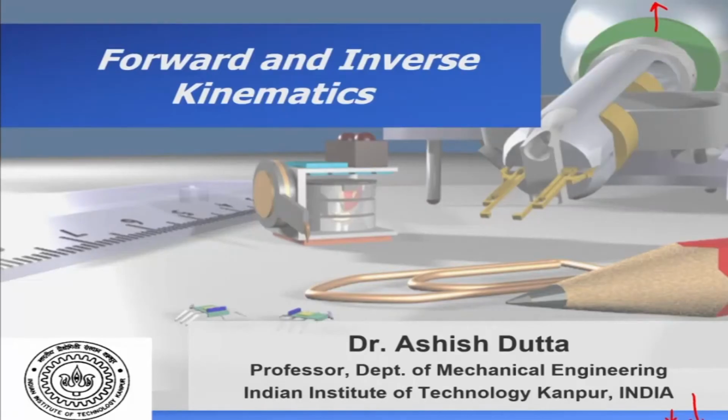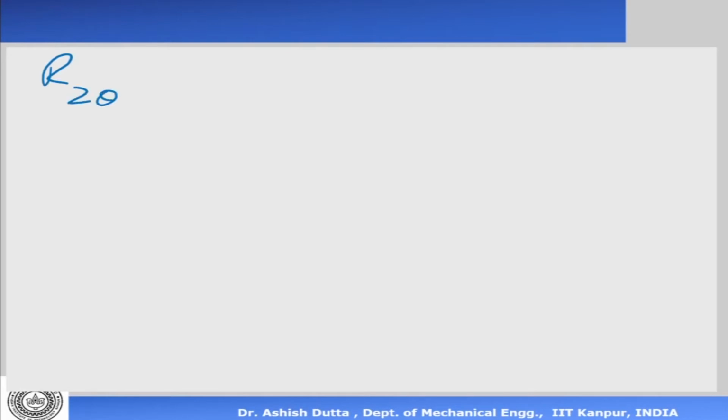So today we continue with forward and inverse kinematics. But before we go to forward and inverse kinematics, I will very briefly revise what we had done on the rotation matrix and the homogeneous transformation matrix. What we have seen in the last class is that the rotation matrix consists of a 3 by 3 matrix, and rotation about the z-axis by an angle theta is the rotation matrix cos theta, minus sin theta, 0; sin theta, cos theta, 0; 0, 0, 1.